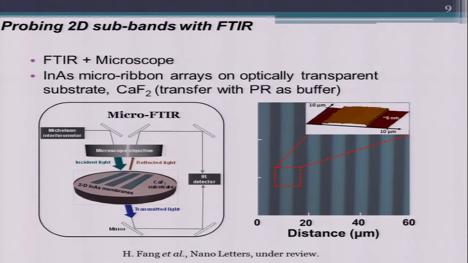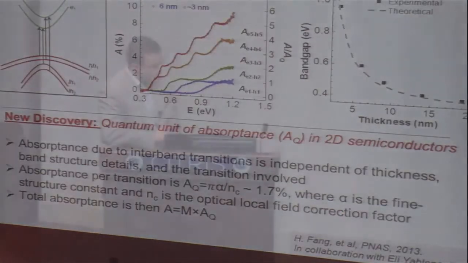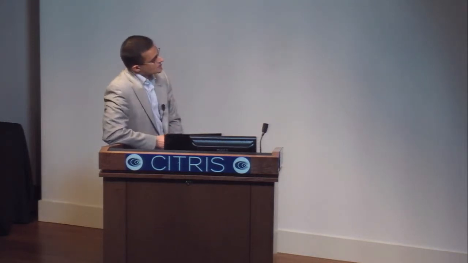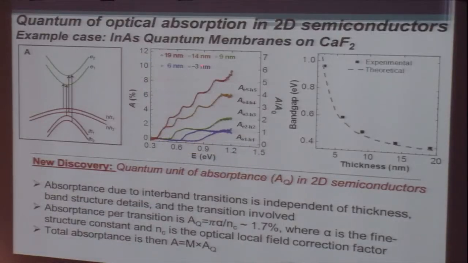In this case, we transferred our indium arsenide to an optically transparent substrate like calcium fluoride. So now you can do detailed absorption studies, and from that you can directly measure your effective bandgap. So these are the results. These are the absorption spectra for our indium arsenide films, starting from 3 nanometer in thickness all the way up to 19 nanometer in thickness. The first thing that you see is that the onset of absorption moves to higher energies as you decrease the thickness. And that's your effective bandgap.